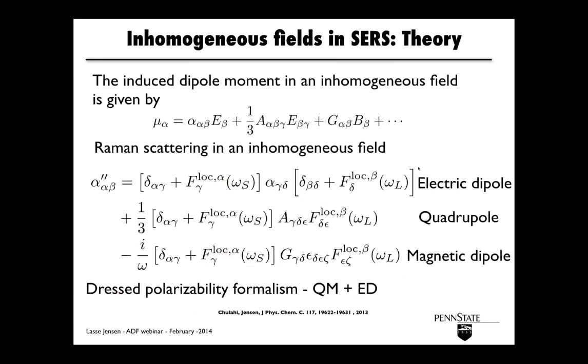One way of describing this is that the induced dipole moment in a homogeneous electric field is given by the polarizability. But if you look at an inhomogeneous electric field, you have to include the dipole-quadrupole term, and you also have the magnetic dipole, so an electric dipole induced by a magnetic field. You have to take that into account. So Raman scattering in an inhomogeneous electric field is given by our standard electric dipole term, but there are also quadrupole terms and magnetic dipole terms. All of these can be described and calculated within the AOResponse module, and you can address them with a sort of local field enhancement.